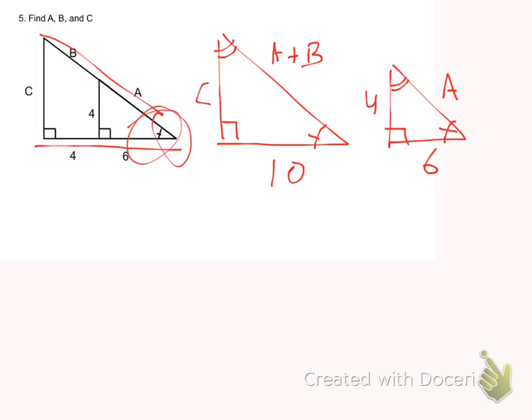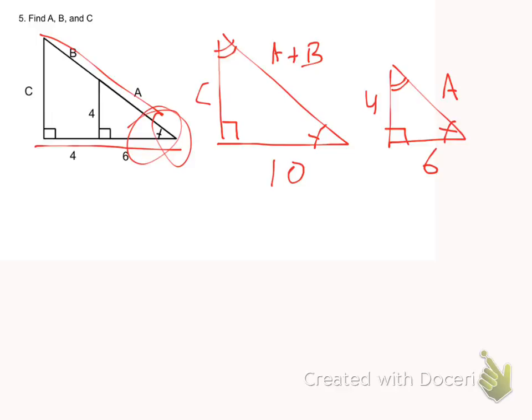Now, here's the really cool thing about this as well. When I broke them apart, I set them so that hopefully, and sometimes you got to move them around, they are pointing the same way. They are identical in their orientation, right? So my angles are in the same spots. It makes it way easier to say, hey, what are the corresponding sides? Well, the 6 and the 10 go together, right? The A and the A plus B, and the 4 and the C go together.